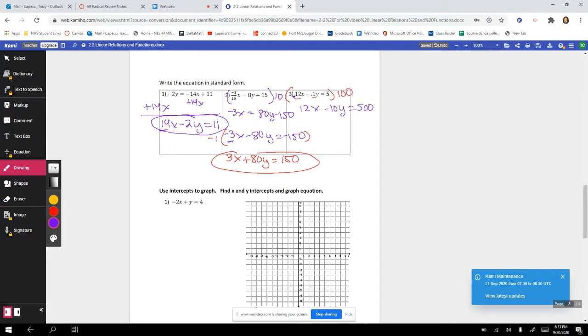Now I take a look. It is in standard form. I have x and y on one side, and my a value, 12, is positive. So I'm all set. There's my final answer right there.